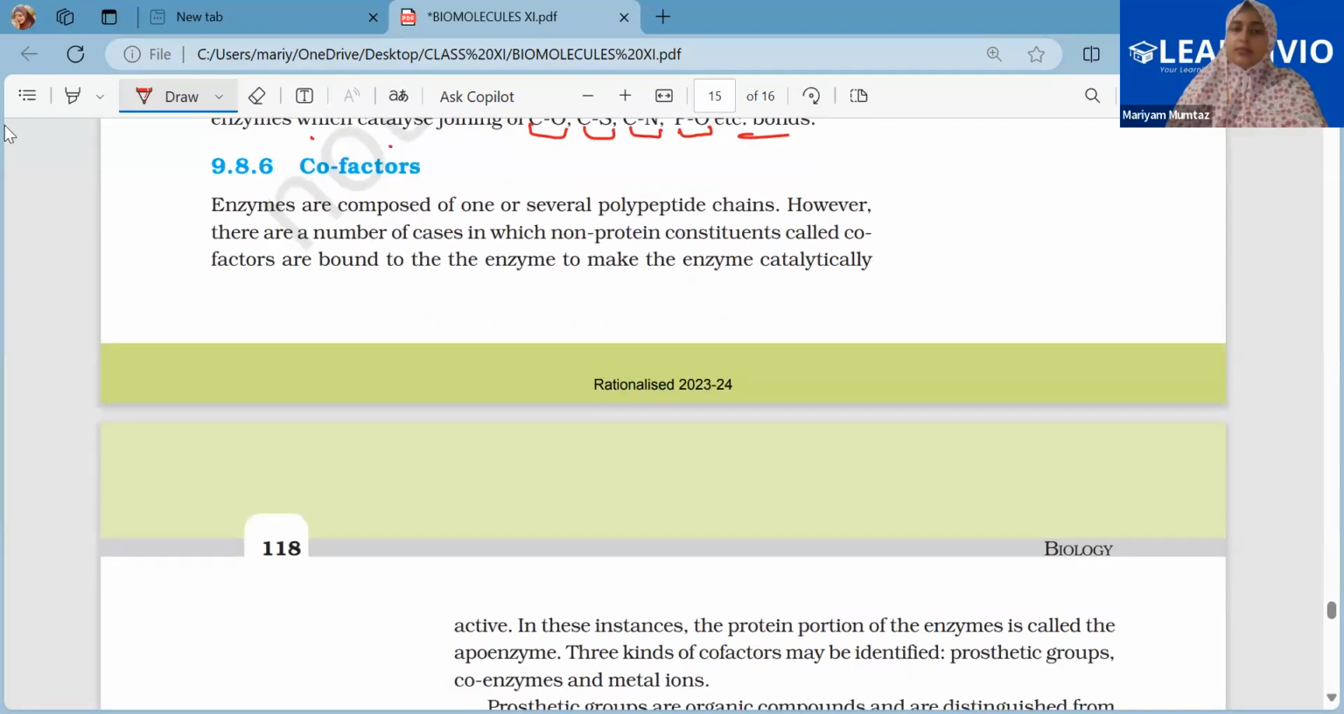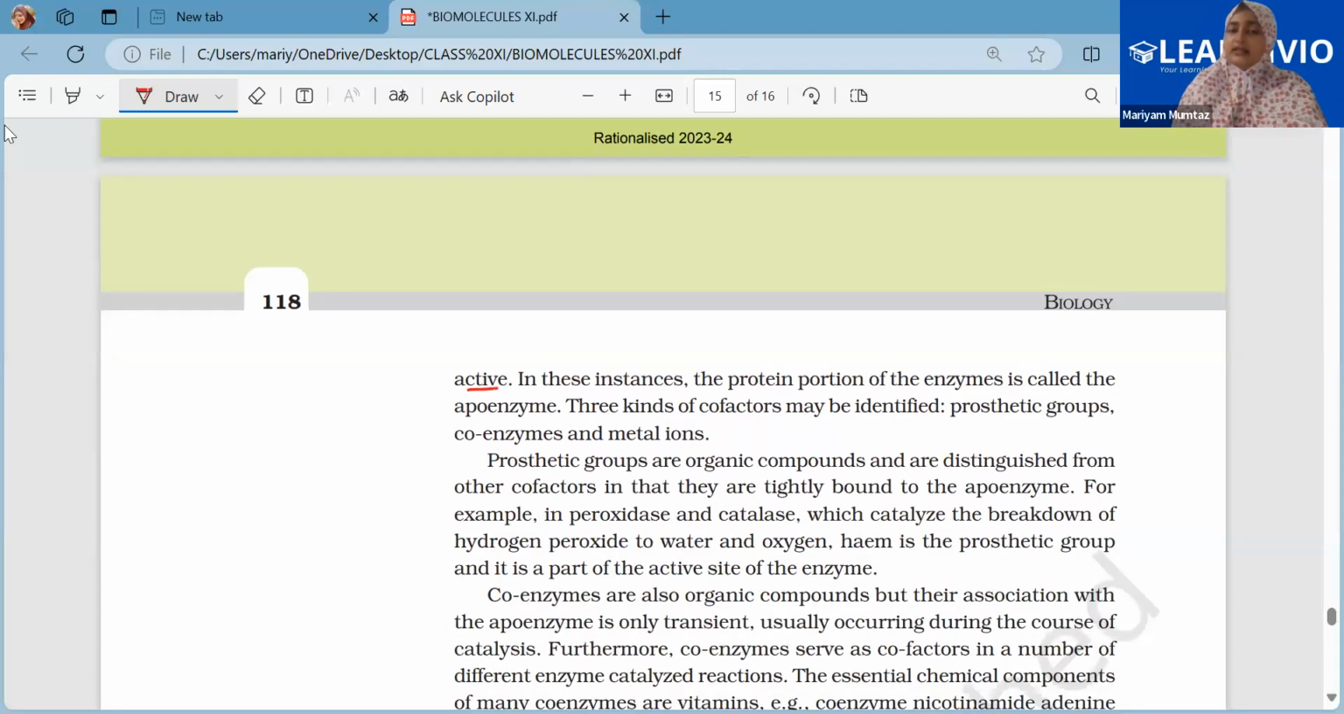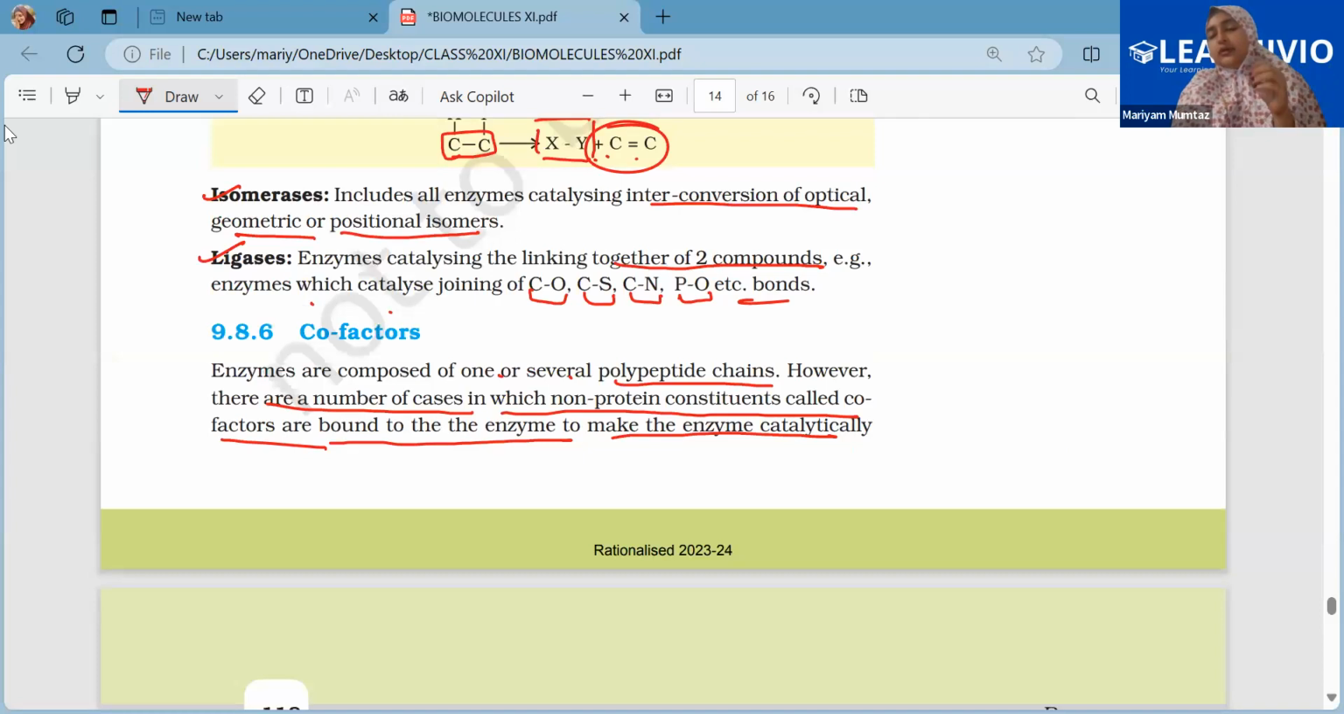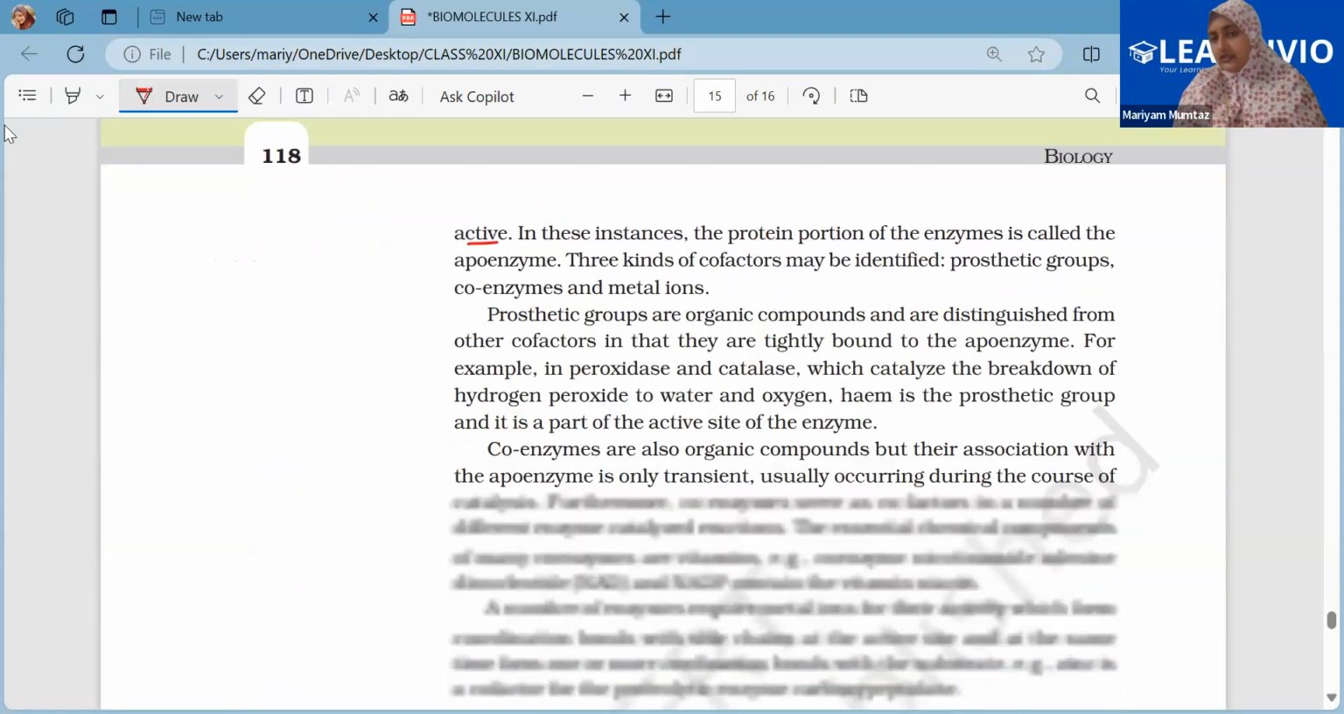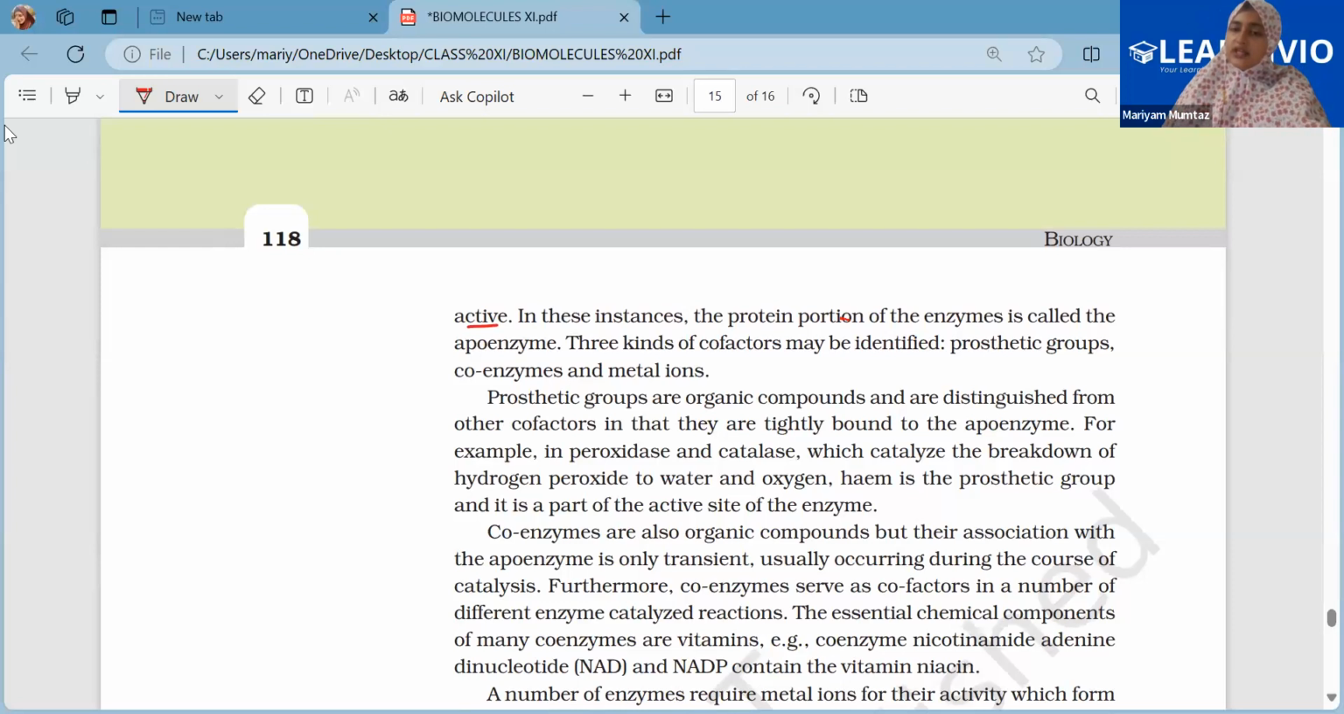Enzymes are composed of one or several polypeptide chains. However, there are a number of cases in which non-protein constituents called cofactors are bound to the enzyme to make the enzyme catalytically active. Meaning cofactors are the substances that enhance the enzyme activity. In these instances, the protein portion of the enzyme is known as the apoenzyme. Three kinds of cofactors may be identified: the prosthetic group, the coenzyme, and the metal ion. So cofactors are of three types.